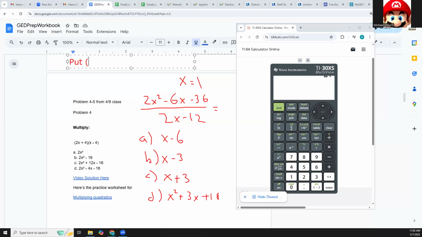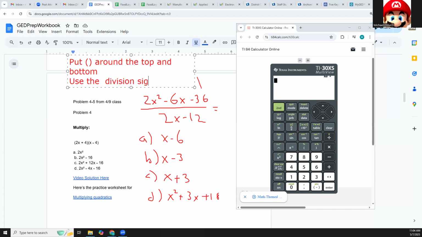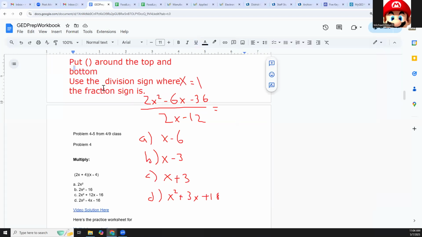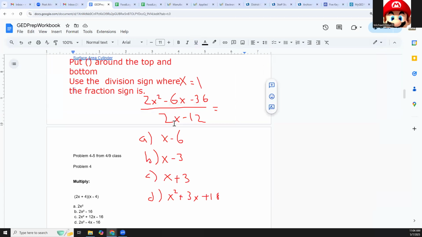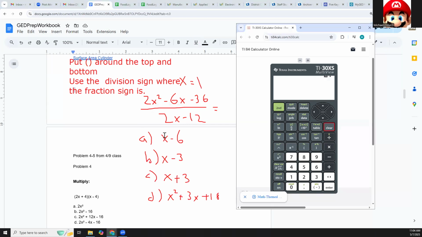Put parentheses around the top and bottom, and use the division key where the fraction sign is. So we're going to put parentheses around the top and bottom, and we're going to use a division sign where the fraction sign is on this problem.